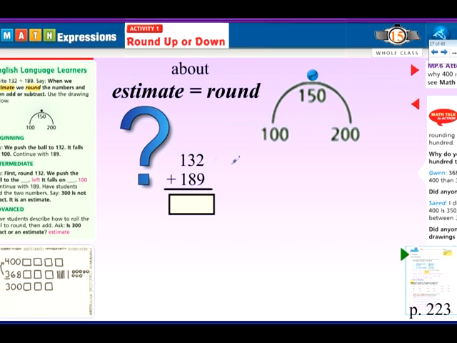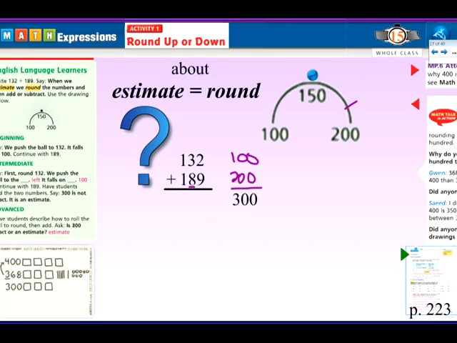We have 132. What is it closest to? 100. Now 89. Let's look at that 8. If we're at 89, where is it at? 189. So it is closer to 200. Now, when we put that together, what should be the answer? 300, correct? Well, is that an exact answer, or is it an estimate? That 300 is only an estimate. We still have to add up the problem if we want to get the exact answer. But we know about how much it is.